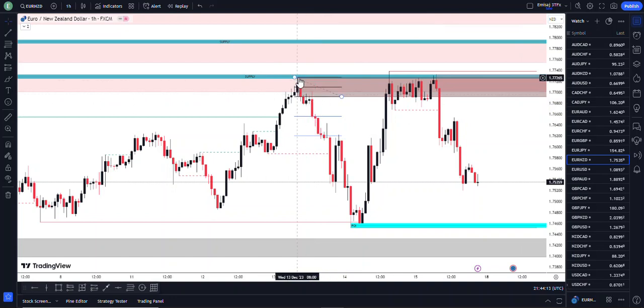So all you need to do is to mark that bullish candle, the last bullish candle. We want to mark that bullish candle, which is what we had here. We want to see price trade below that bullish candle. This is 1 hour time frame.